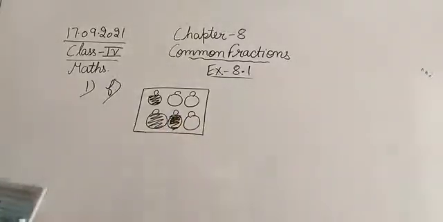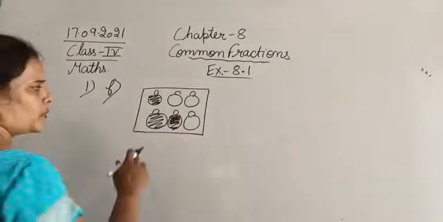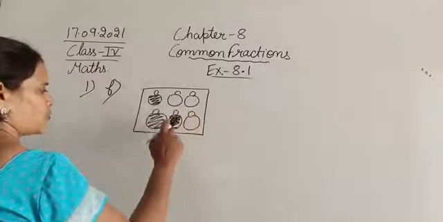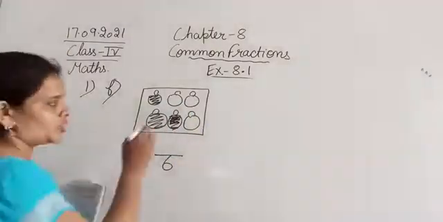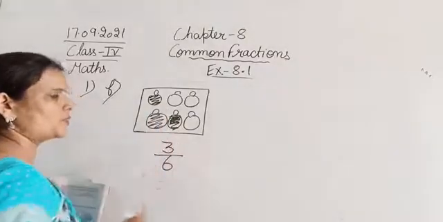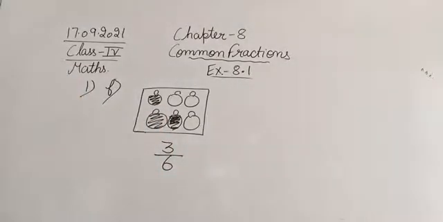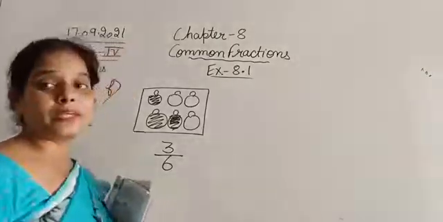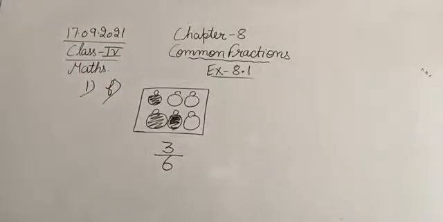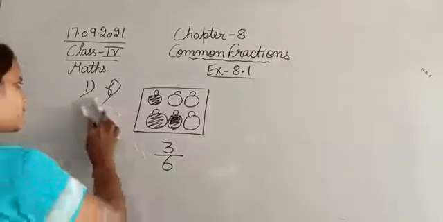Okay, so what is the fraction of the shaded part? So total number of tomatoes are 1, 2, 3, 4, 5 and 6. So total number is 6. How many are shaded? 1, 2, 3. So 3 upon 6 are shaded. This is the fraction of the shaded part. Moving next. So with this we have completed question number 1 as well. Moving next to question number 2.